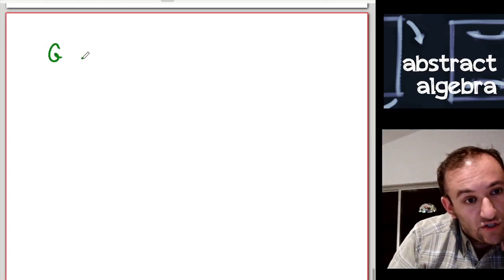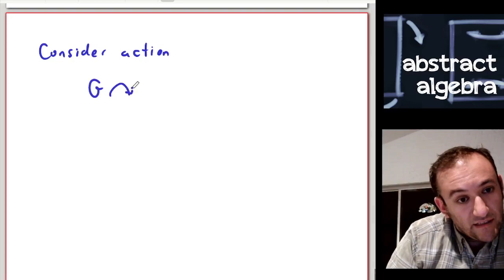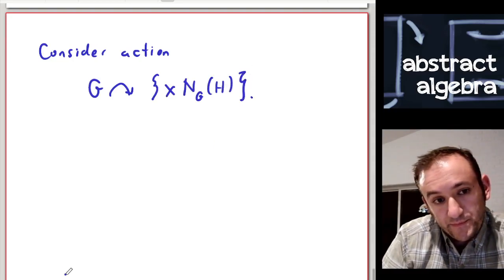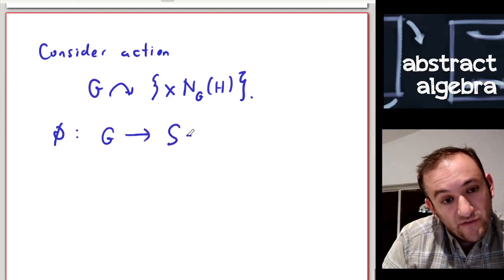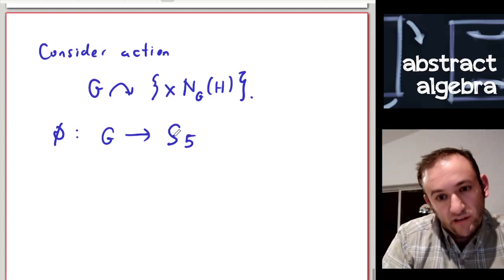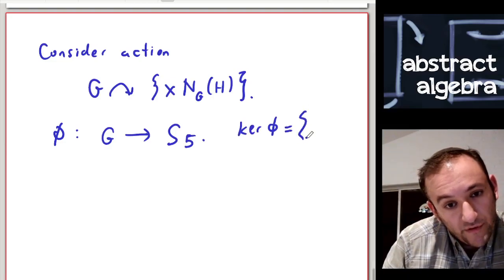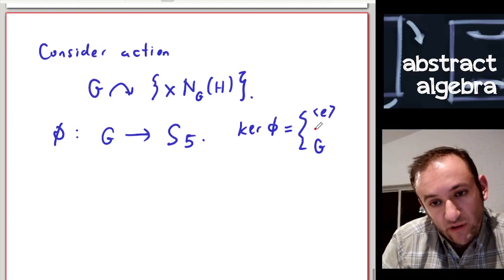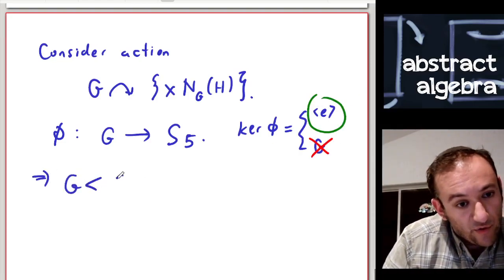So let's have G. Let's consider the action of G acting on the set of cosets of the normalizer of H. So this induces a homomorphism from G to S5 this time, or possibly S2 or S1, but that'll be an even easier case to think about. And again, the kernel of phi would have to be either the trivial subgroup or the whole group. But if it were the whole group, then the group action would be trivial. But obviously it's going to be transitive. You can multiply through to get any coset. So you can't have this. You must have the trivial kernel. So that tells me that G is a subgroup of S5.